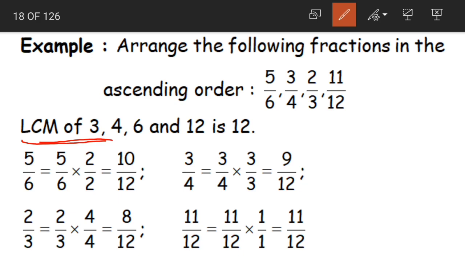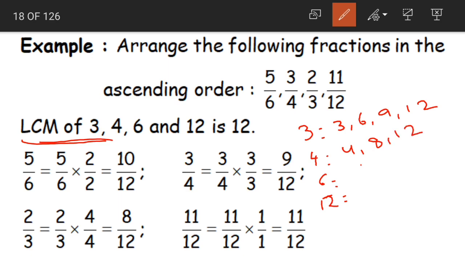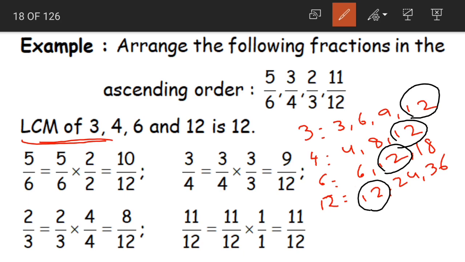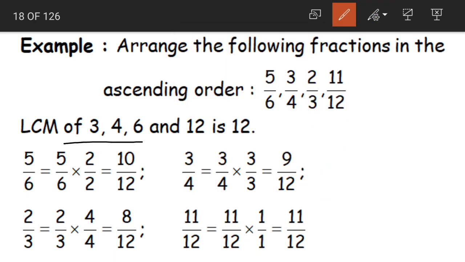Now how to convert them into like fractions? First find out the LCM of 3, 4, 6 and 12. We have 4 numbers and we have to find the least common multiple. The multiples of 3 are 3, 6, 9, 12. Of 4: 4, 8, 12. Of 6: 6, 12, 18. And of 12: 12, 24, 36. These are the multiples of the given numbers. What is the least common one? 12. This is our least common multiple for the given 4 numbers. So 12 becomes our LCM.